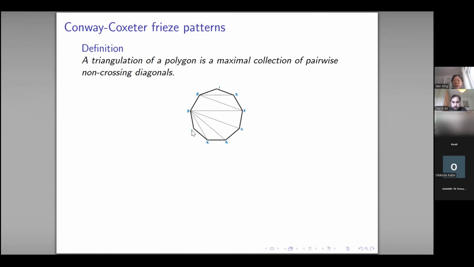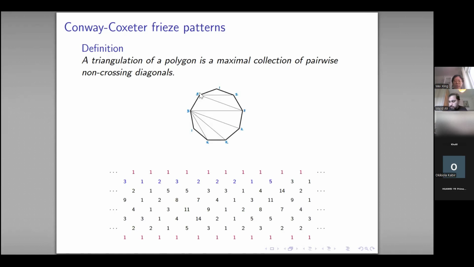And similarly, we have 1 here, 2, 3, 2, 2, 2, 1, and 5. And then we come back to 3. So in other words, by taking triangulation and recording the number of triangles that are incident with each vertex, we get a periodic sequence consisting of positive numbers. And if we compare this sequence with the quantity sequence of the Frieze pattern we have seen before, we may notice that they exactly coincide.